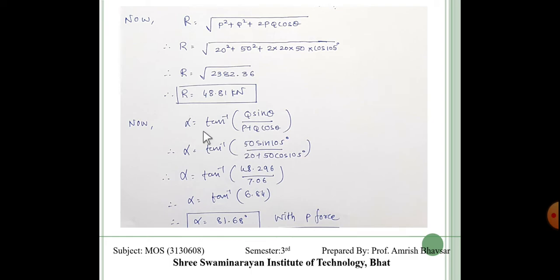And the alpha, that is tan inverse of Q sin theta upon P plus Q cos theta. So alpha is equal to tan inverse of 50 sin 105 upon 20 plus 50 cos 105. From the calculator we will get alpha is equal to tan inverse of 48.296 upon 7.06. That is, alpha is equal to tan inverse of 5.84. We will get alpha is equal to 81.68 degree with the P force.